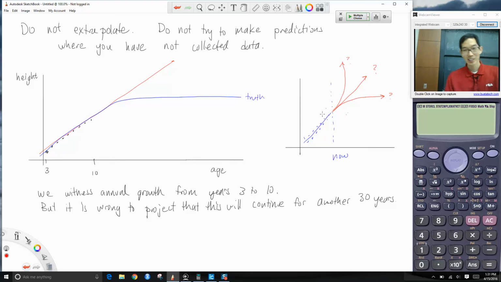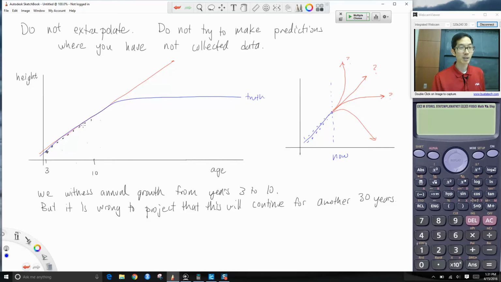So the future could look anything like this. It could even be like this, which is certainly possible too. We don't know. All we know is that right now we're at this point, but in the future, anything is really possible. So that's called extrapolation. Don't do that.